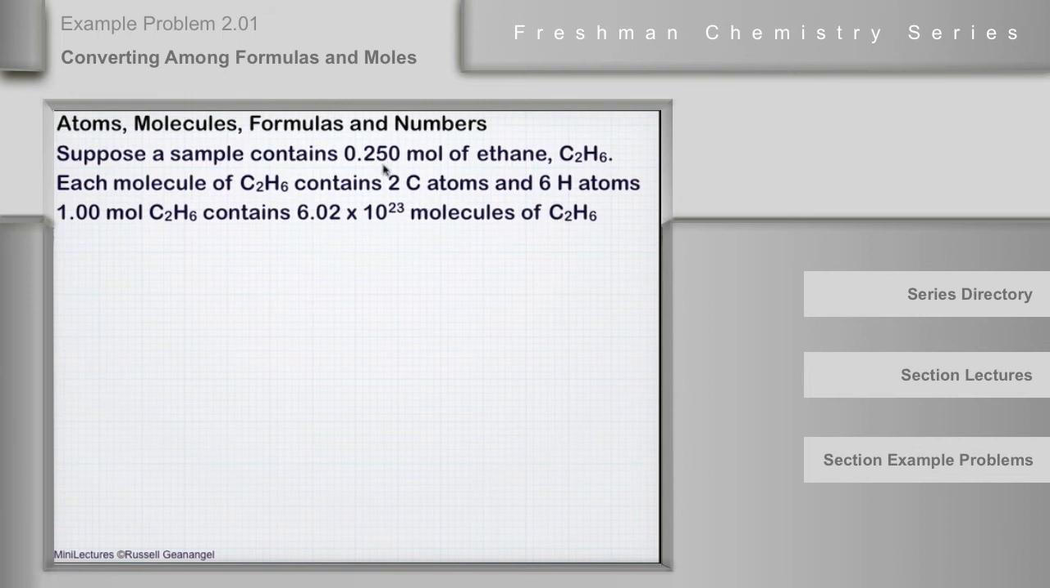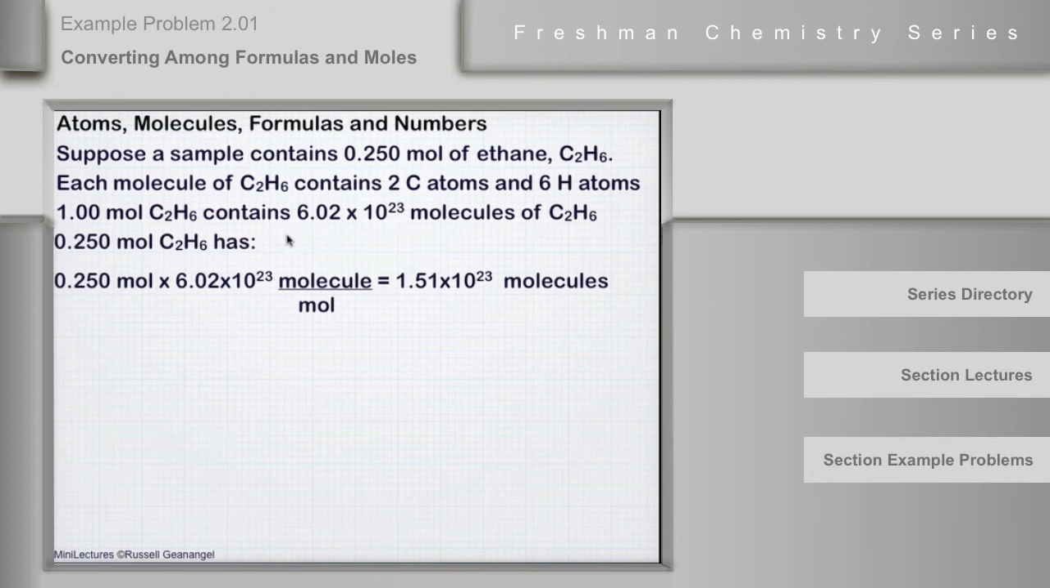Now, if we have 0.25 moles, then 0.25 moles will contain 0.25 moles of C2H6 times Avogadro's number, 6.02 times 10 to the 23rd C2H6 molecules per mole, and that will give us 1.51, to 3 significant figures, times 10 to the 23rd C2H6 molecules.